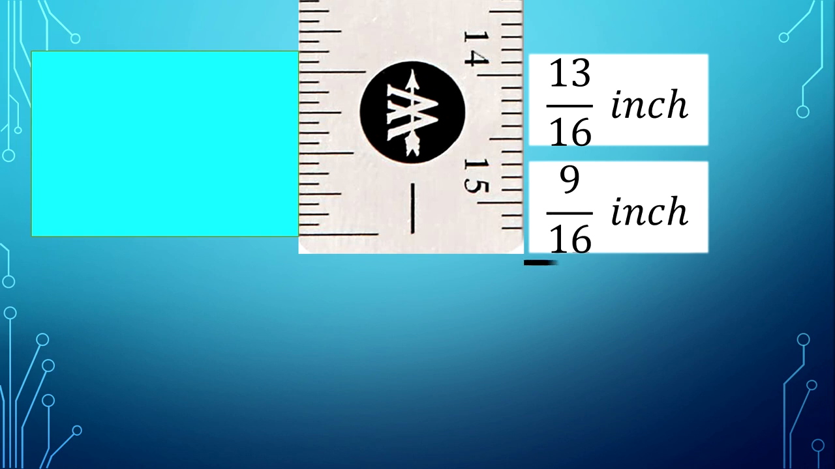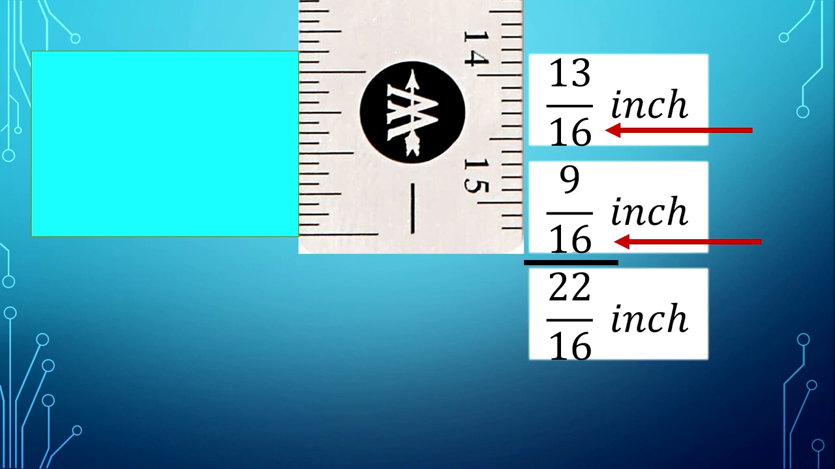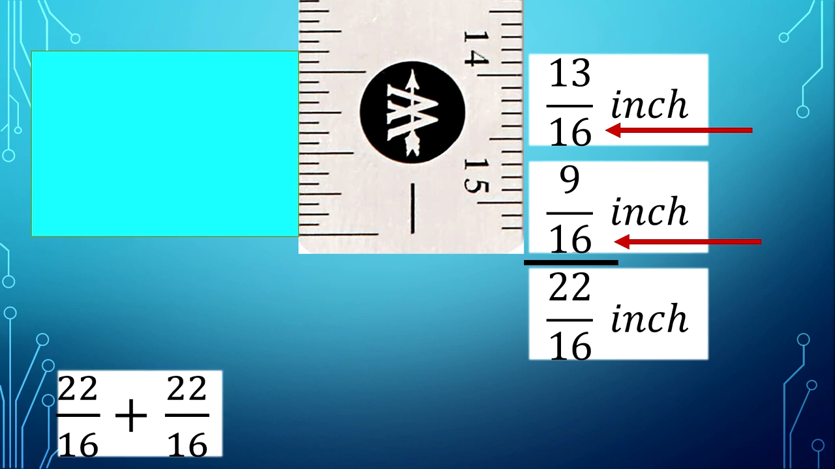All right, now I'm going to add these two sides together. We have a common denominator, which, remember, we're adding fractions. The denominators have to be the same, and then we add the numerators. And I get 22 over 16. Now I'm not going to reduce this fraction yet because that just gives me the length of these two sides. So I'm halfway around the rectangle, so I need to double the 22 over 16.